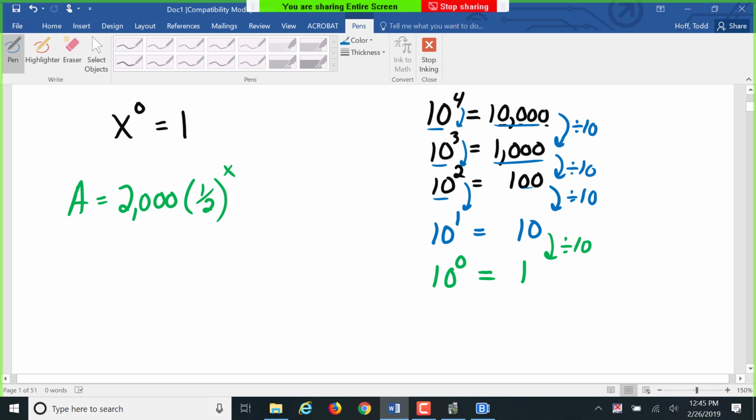Now, if we keep going with this pattern, 0 minus 1 would be -1. So that'd be 10 to the -1. We would keep going dividing by 10. 1 divided by 10 would be 1/10.